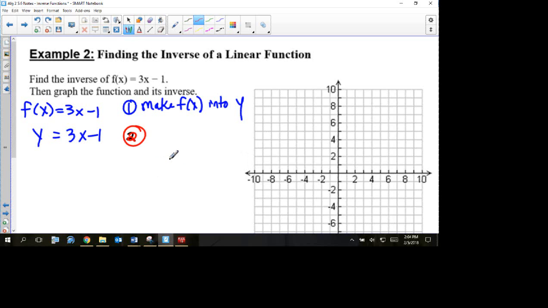Okay, my next step in how I find my inverse is I'm going to switch x and y in the equation. That's step 2. Switch x and y. So instead of y equals 3x minus 1, we're going to have x equals 3y minus 1.